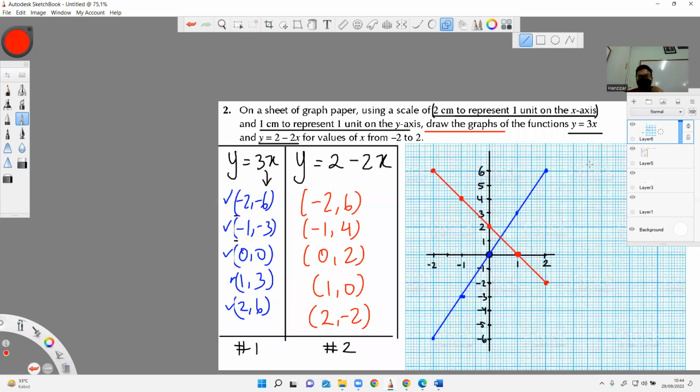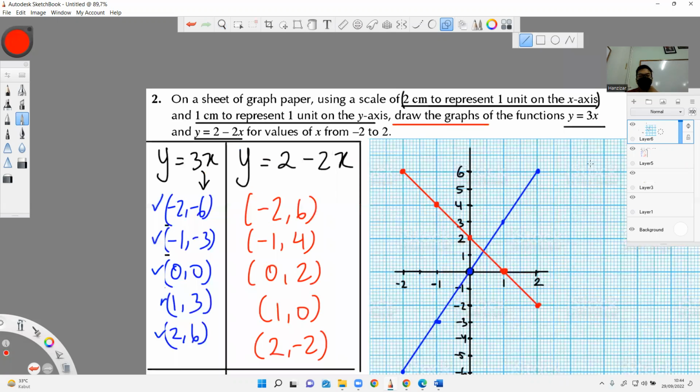Okay, look at the question. Are we done? What next? Kalau no, apa lagi? Baca soalnya, guys. Using a scale, done. Draw the graphs. Udah selesai. Ini doang. Okay, nothing else. So this is function number 1. This is function number 2. Okay, easy. Okay, you may write it down on your graph paper right now.